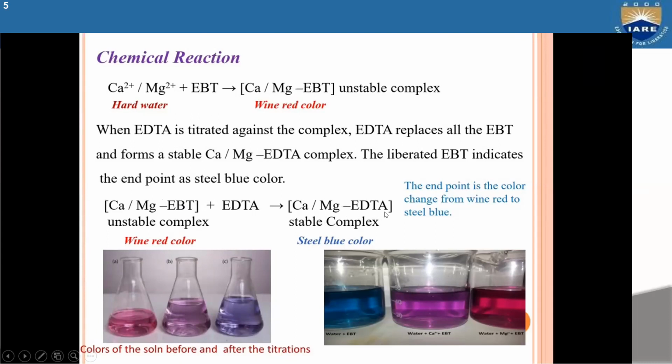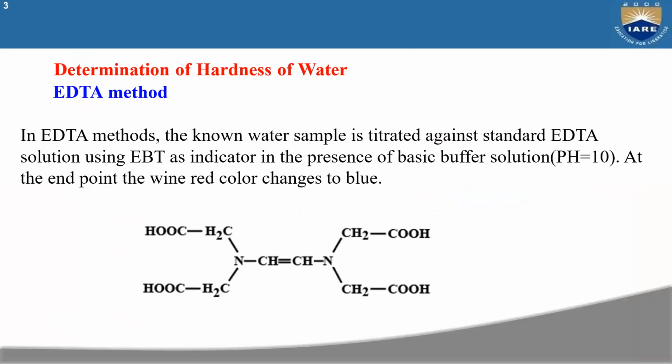So EDTA means ethylene diamine tetraacetic acid. This is the simple structure of EDTA. In the middle we mention the ethylene group. Diamine: di means two, amine means NH2 NH2. Instead of H2, we place the acid. Four acid groups are present in ethylene diamine tetraacetic acid. Tetra means four.